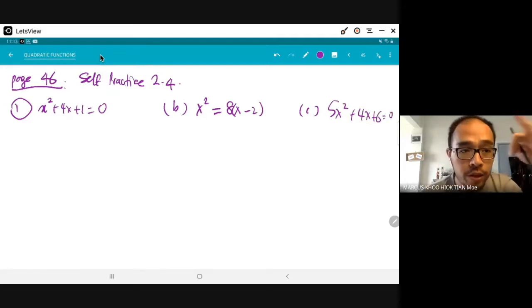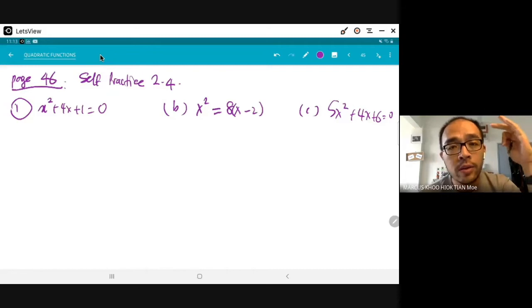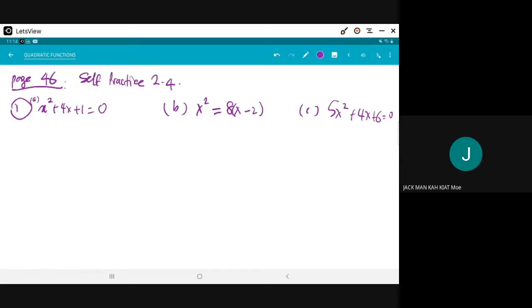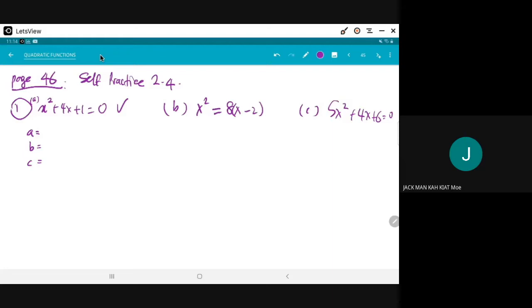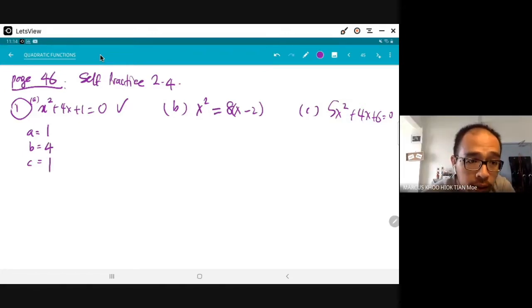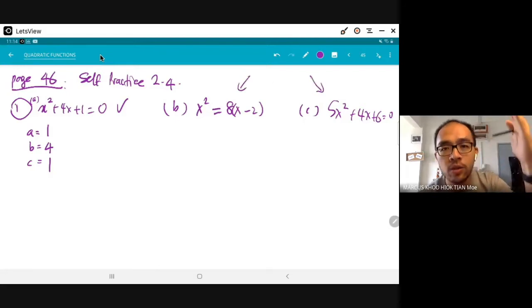Of the three equations, Jack, can you tell me which one I can directly see what is a, what is b, what is c? It's A. If it's A, can you tell me what is the value of a, the value of b, and the value of c? The a is equal to 1, b is 4, and the c equals 1. Okay, very good. Ng Wei Chen, can you tell me, between B and C, which one I can immediately know what is a, b, and c?